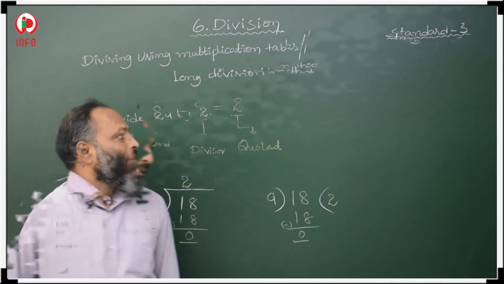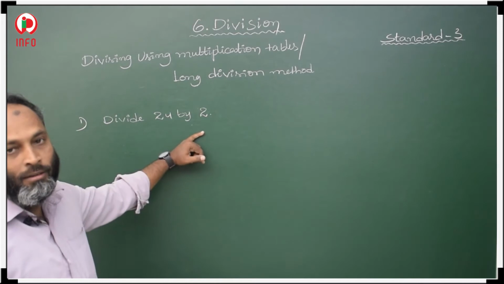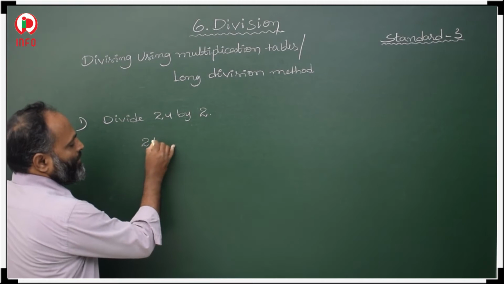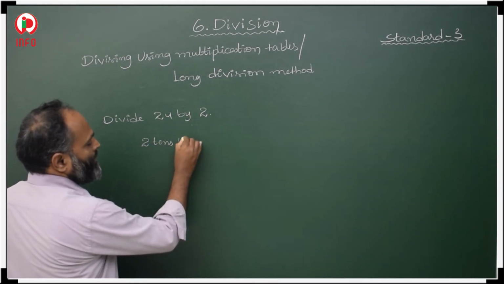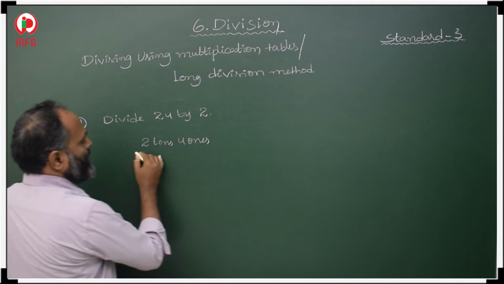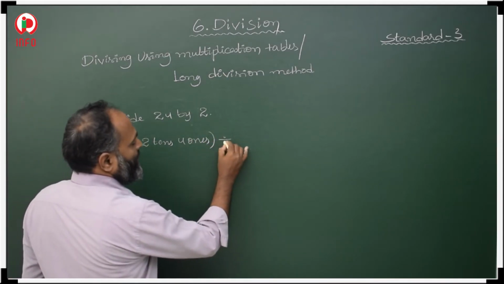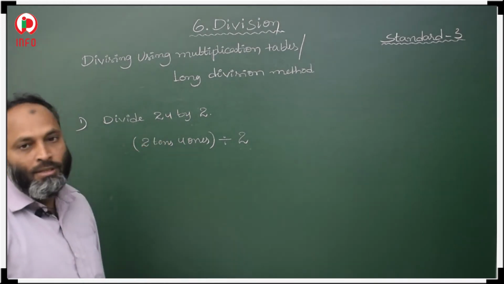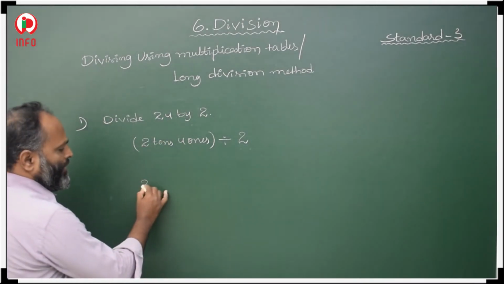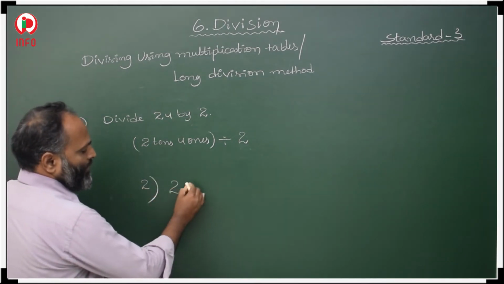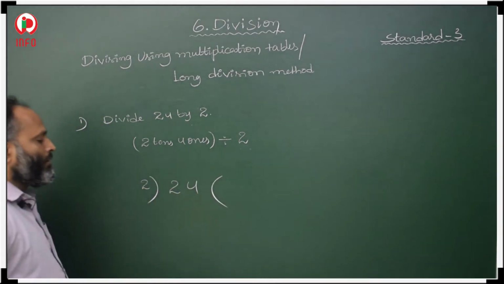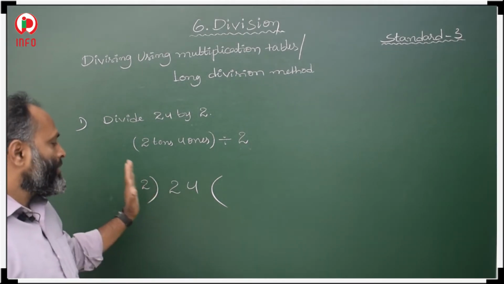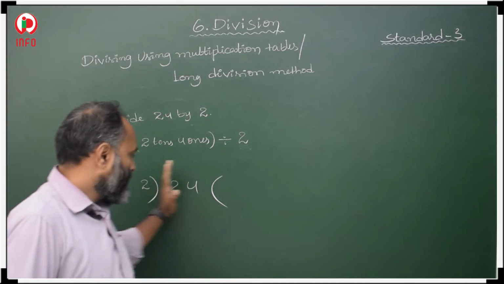Okay. Now, divide 24 by 2. 24 means 2 tens and 4 ones. So this we have to divide by 2. How to divide? See here, 24. First we have to take the tens place. We have to divide from left to right.